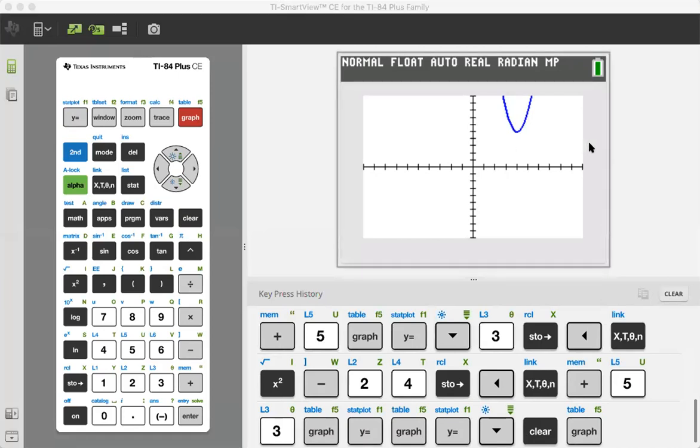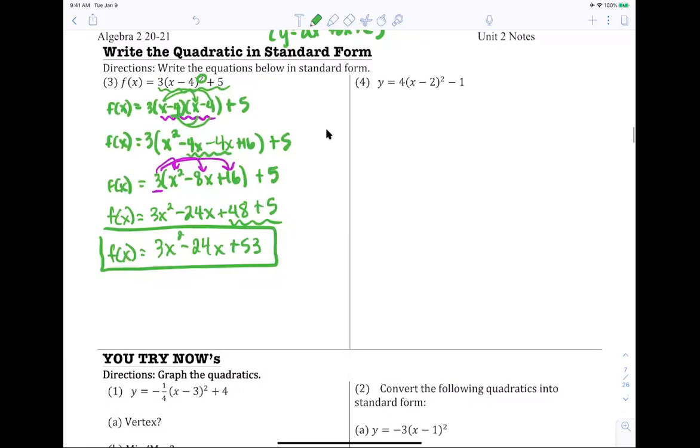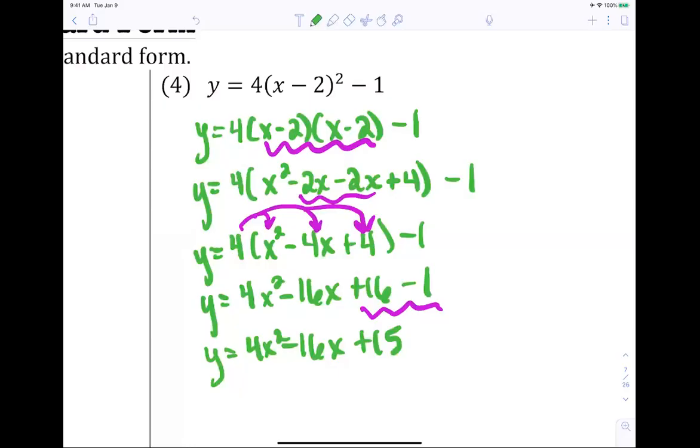But if you go back to your notes packet, what I want you to do right now is pause your video and try example 4. Answer, you should have got y equals 4x squared minus 16x plus 15.